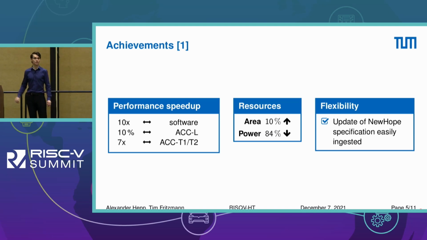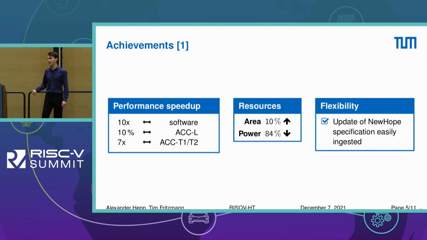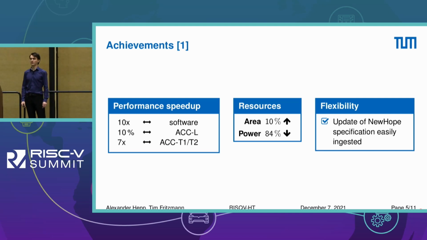Of course, we wanted to look for our resources. We were resource constrained in our setting, and fortunately, the area only increased by 10%, while the power was decreasing by 84%. This makes a lot of sense because you need less time for your calculations, meaning less power. Finally, we were actually able to handle this flexibility requirement because there was NewHope.